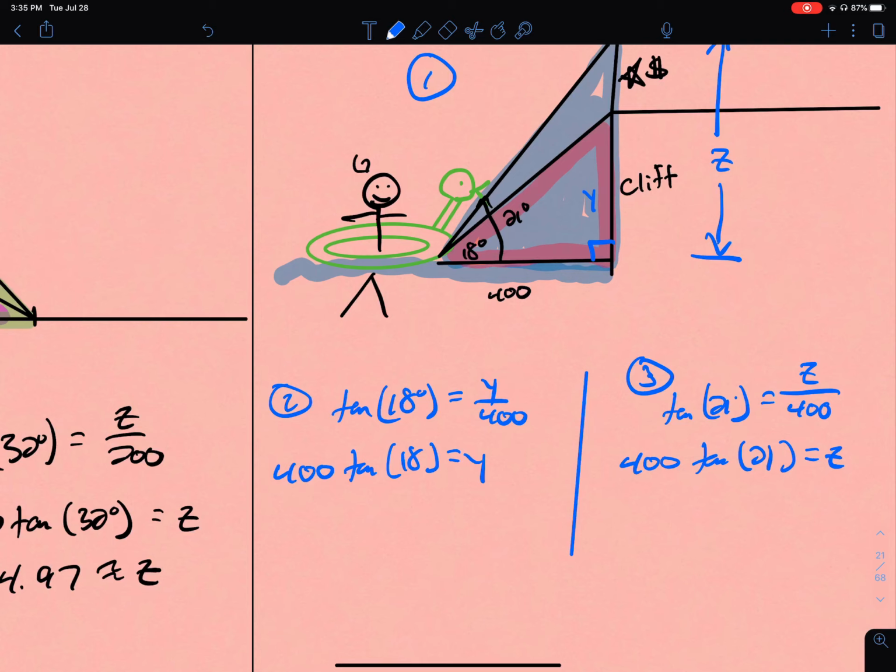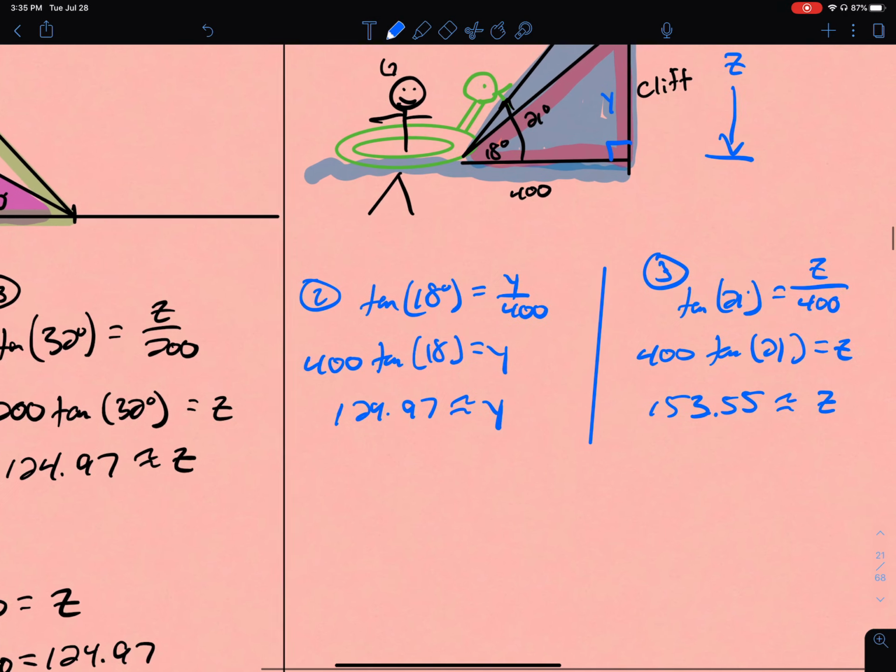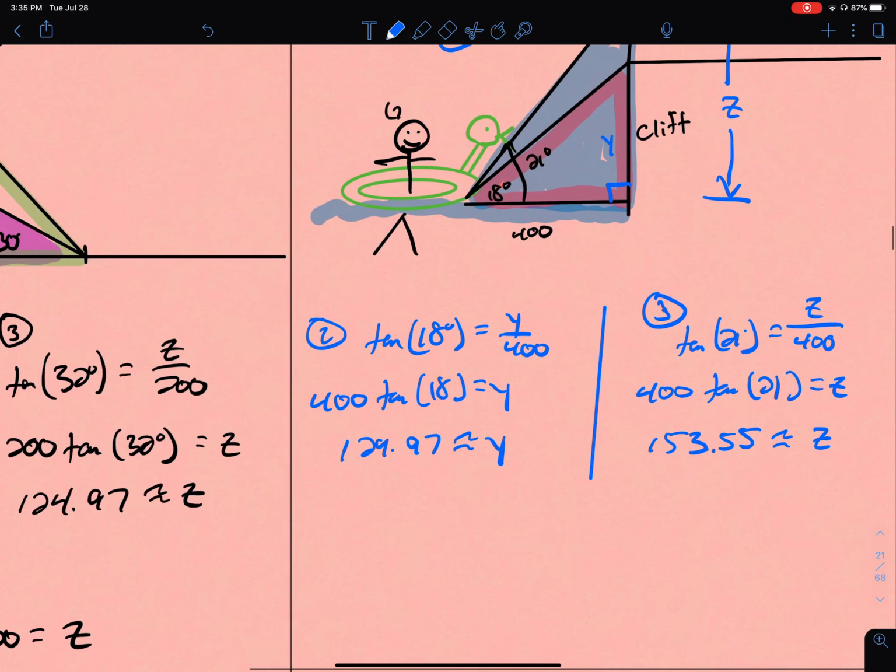Put this in our calculators. We're going to get 129.97 is about the height of the cliffs above the water, and 153.55 is about the height of the Starbucks above the water. Well, how tall is Starbucks?